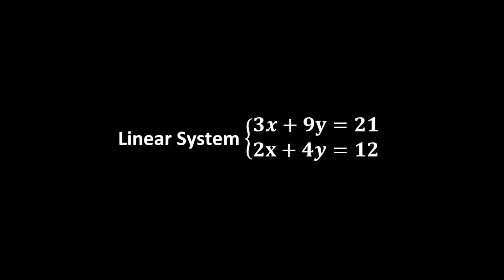For this example, what we're going to do is solve this linear system. So what does that mean? Well, we're going to find an x and a y that makes both of these equations, the one on the top and the one on the bottom, true. And we're going to look at three different methods to do this. So the first one will be substitution, the second one will be elimination, and the last thing we'll look at is something called Gaussian elimination.